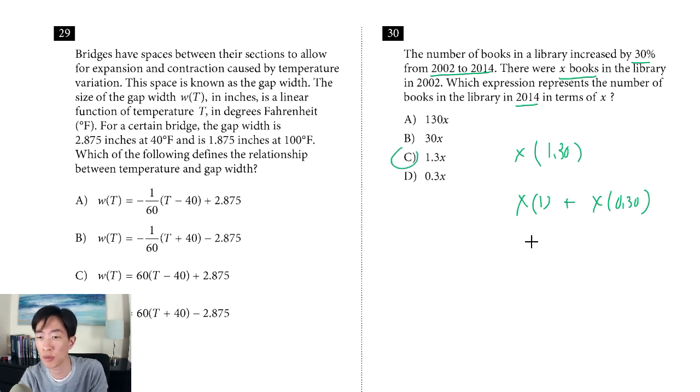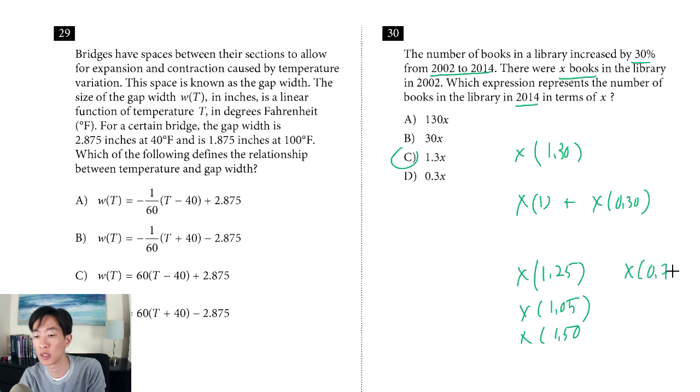So just quickly remember, if you want to increase by 30% and you want the new value, you're going to multiply the original by 1.3. Let's say it's a 25% increase, you multiply by 1.25. If it's a 5% increase, multiply by 1.05. If it's a 50% increase, multiply by 1.5. If it's a 25% decrease, you're multiplying by 0.75 because you're left with 75%. 5% decrease, multiply by 0.95. 50% decrease, multiply by 0.5.